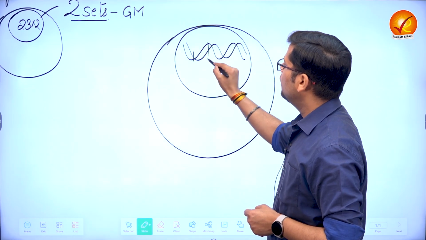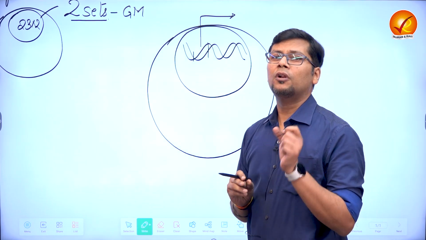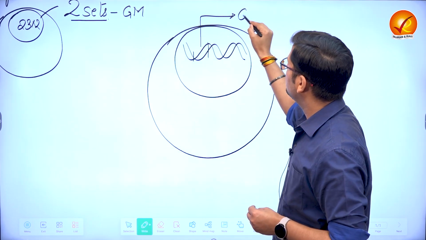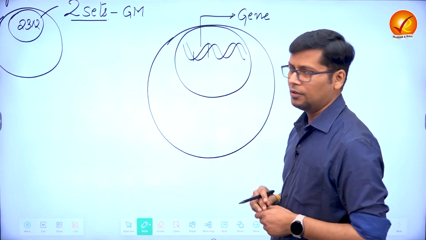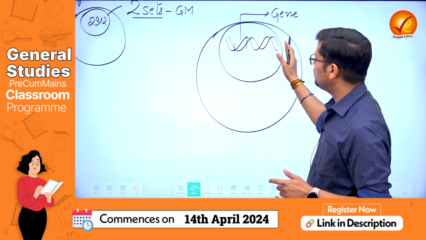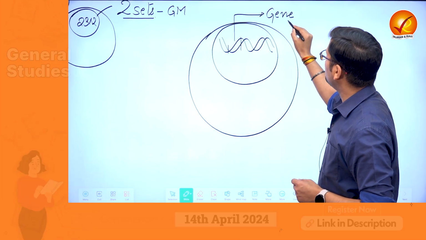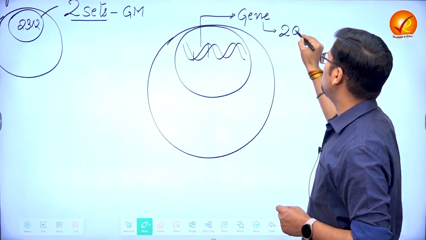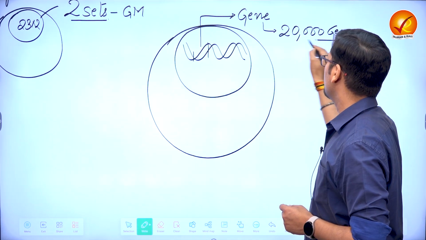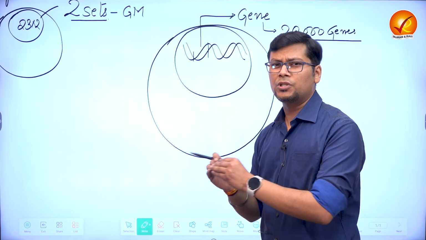You see, the segment of the DNA which codes for a specific protein is called a gene. In a human genome, or the entire genetic material present in a human cell, we have approximately 20,000 different genes, each coding for a separate protein.